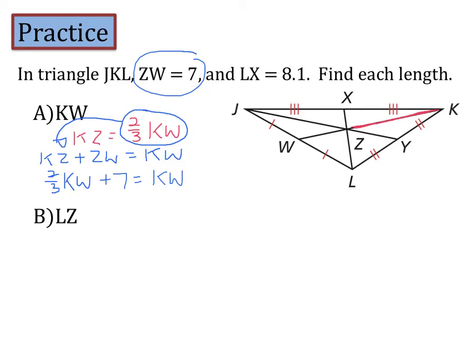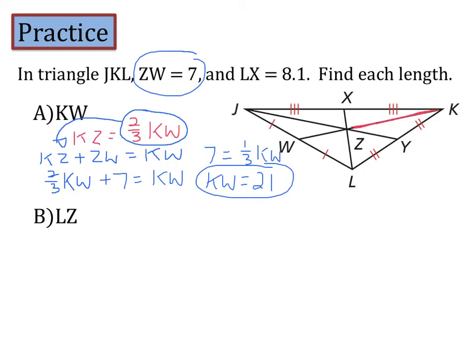So we'll get 7 by itself. So we'll say 7 equals 1/3 KW. We'll multiply both sides by 3, and KW equals 21.